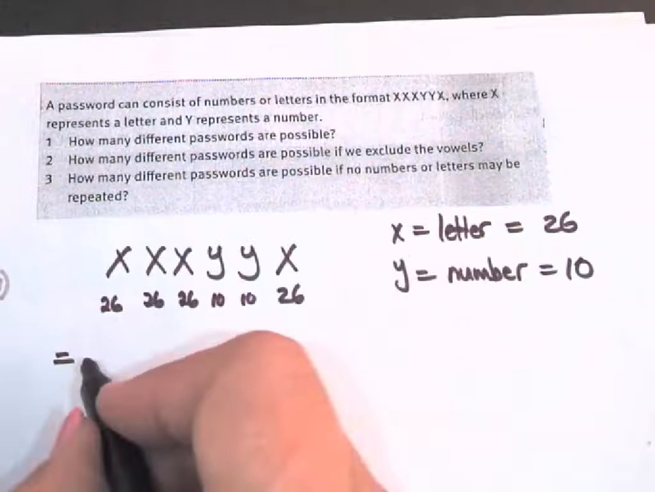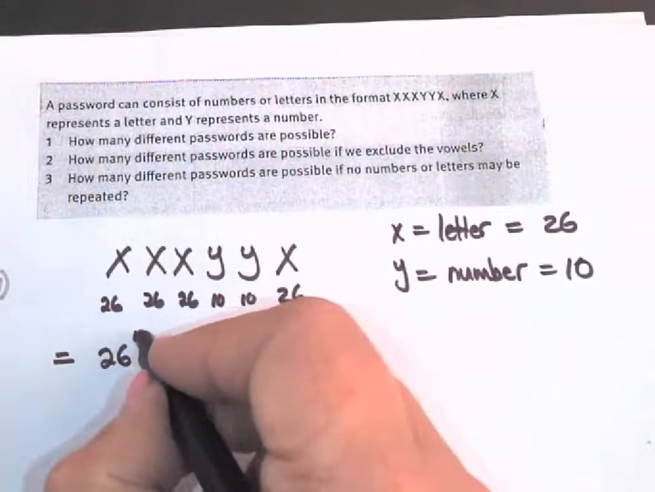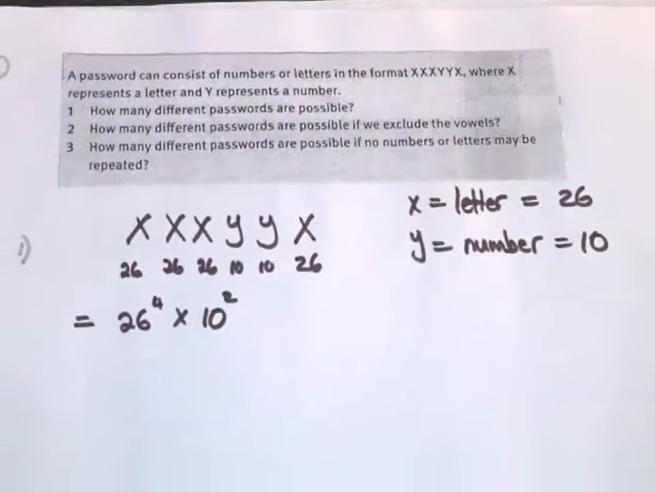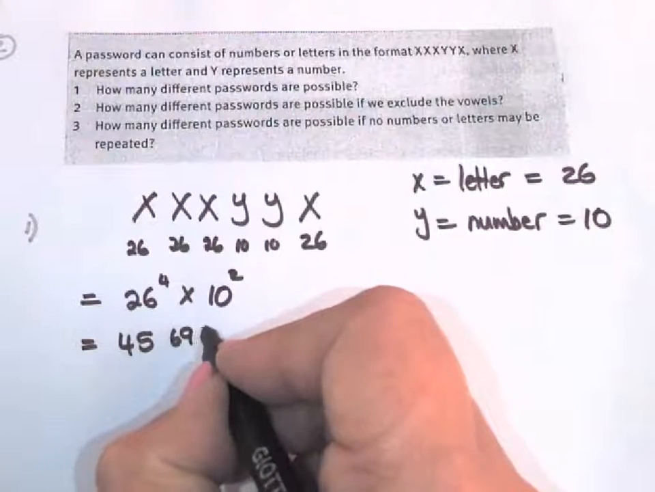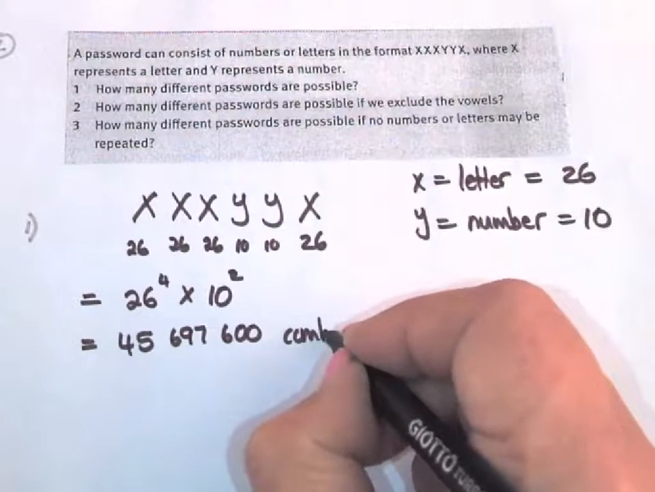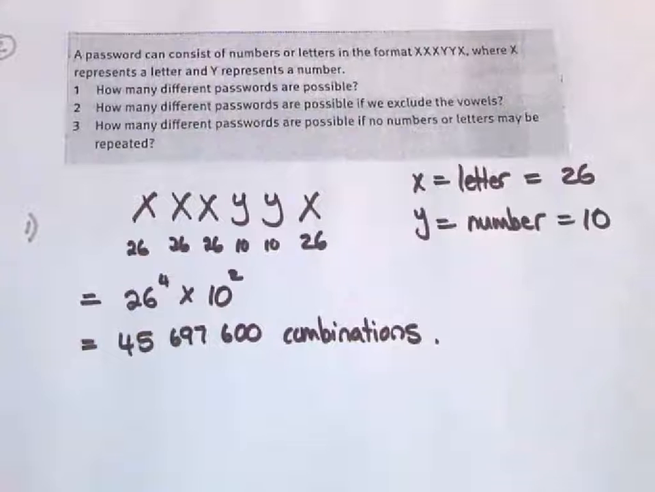A shorter way to write it will be 26 to the power of 4 times 10 to the power of 2. And that will give us 45,697,600 combinations. Okay, do you understand? Ma'am, you counted 0 as a number. Yes. So that's why it's 10 and not 9. Yeah.